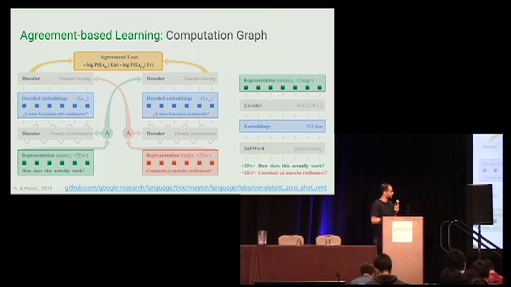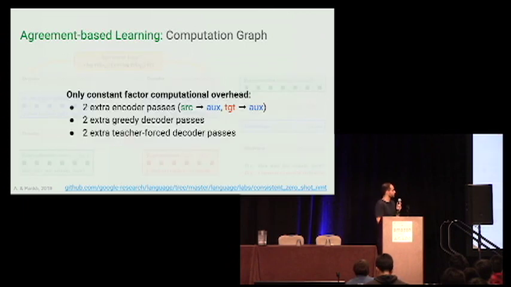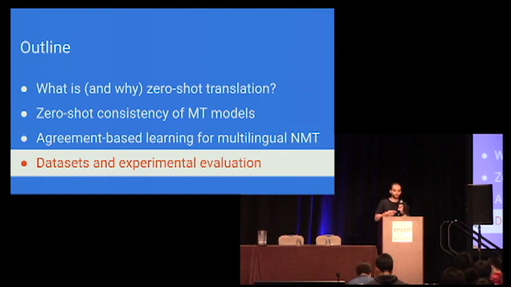Again, the only thing that we need to do is to encode both source and target languages as if we were translating them into this auxiliary latent language, and then basically decode them into that language and then try to match them through this agreement-based loss, approximate agreement-based loss. Again, all the details are available in the code and in the paper, but the key point here is that it's only a constant factor in terms of computation time overhead that we introduce by adding this additional loss. So there are 2 extra encoder passes, there are 2 extra greedy decoder passes, and there are 2 extra teacher-forced decoder passes. Okay?